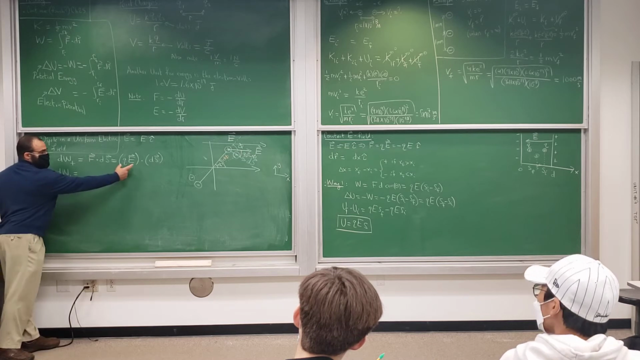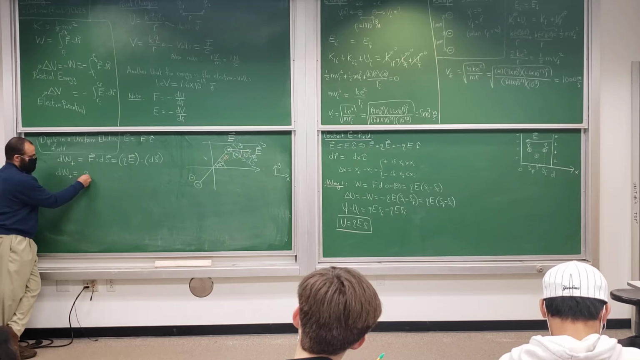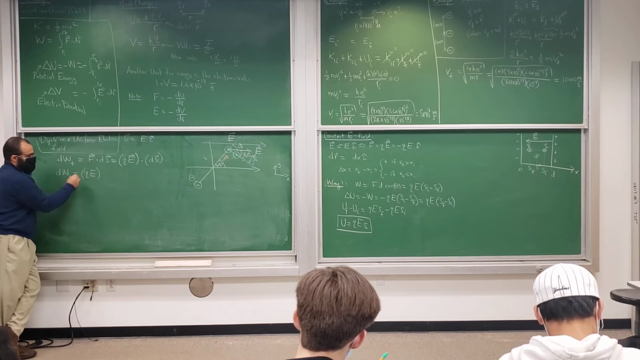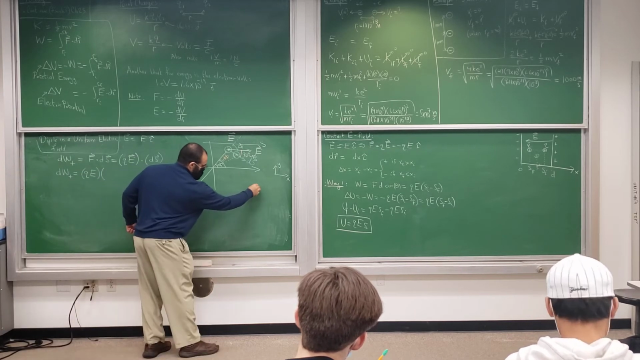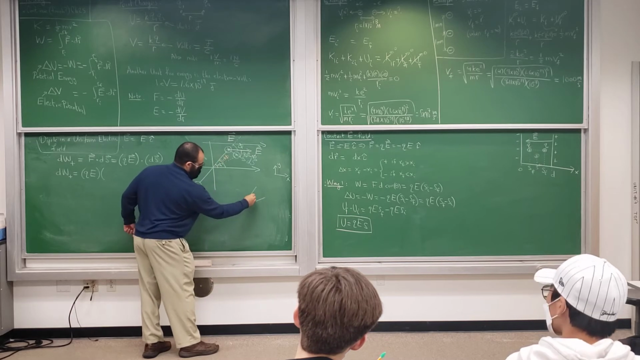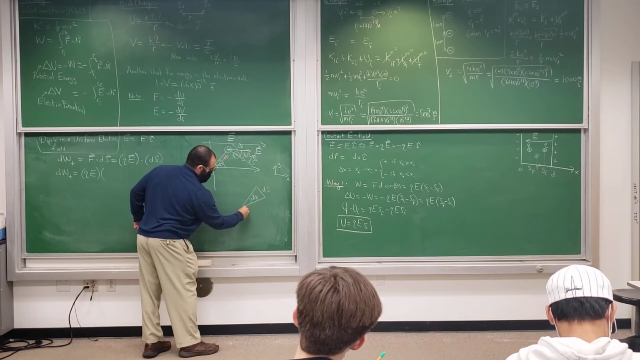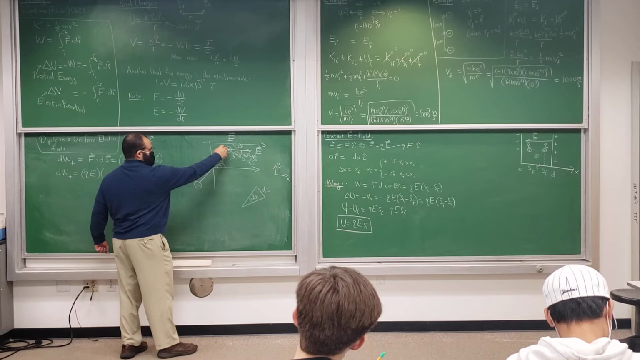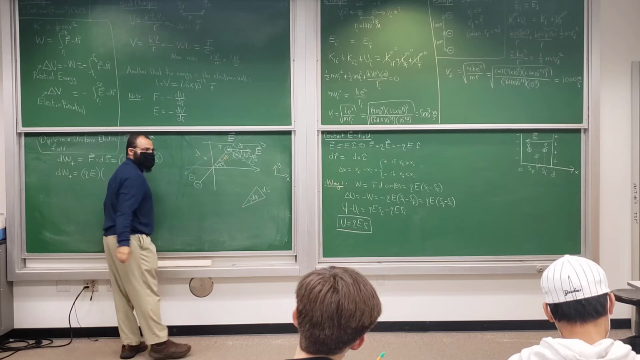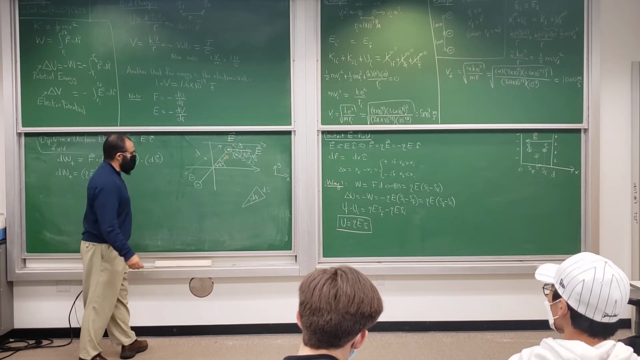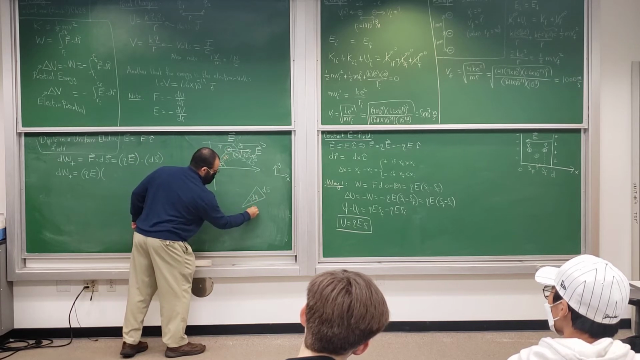What's the magnitude of my first vector? Just QE, Q times E. What's the magnitude of my second vector? How large is ds? I'm exaggerating again. So if this is d phi, here is ds. If the distance between the two charges of the dipole is d, then the distance from here to here is d over 2.